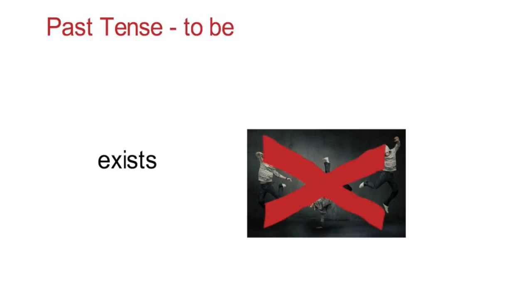The past tense of to be is used to show that something exists and the state of that existence. It does not show actions.